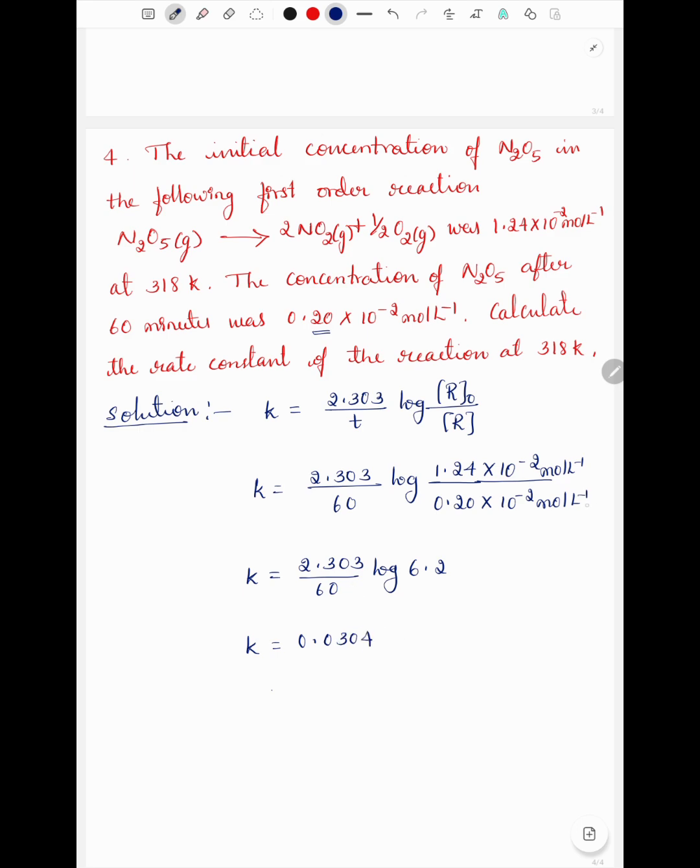And here mole per liter cancel. The unit is left only for time. Time is given in minutes. Hence the unit here is per minute. The rate constant value is K equals 0.0304 per minute. Okay.